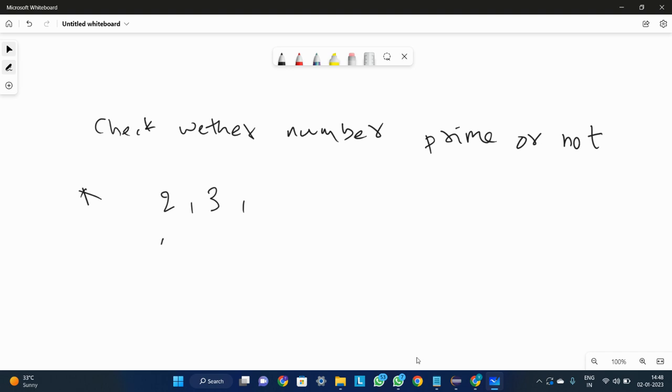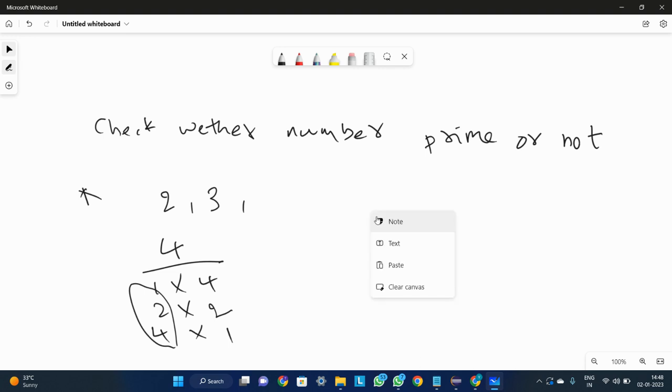4, yeah, 4 is not a prime. It has the factors 1 into 4, and 2 into 2, and again 4 into 1. So it has more than 2 factors, so it is not a prime. Similarly, 5 is a prime, 6 is not a prime. So now we will write a code.